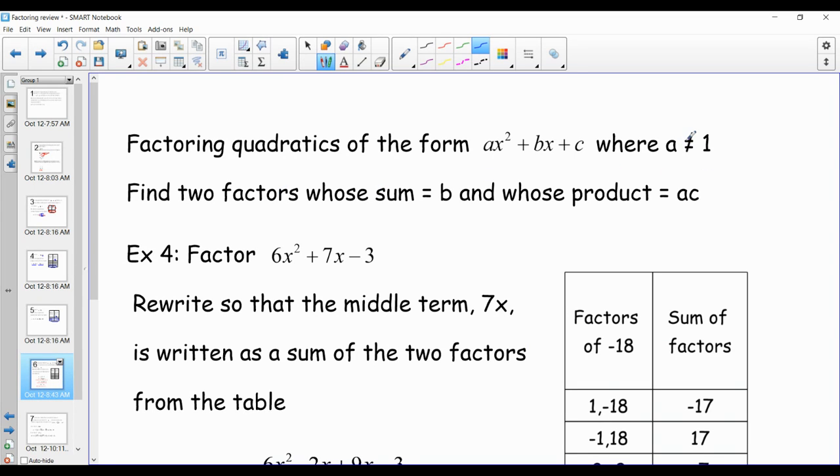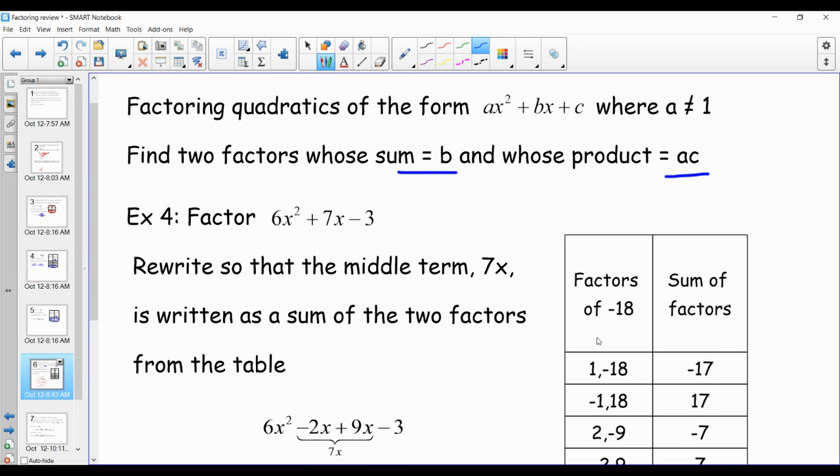Now, what happens when a is not equal to 1, when the leading coefficient is some other number? Well, we can do this. It's sort of called factoring by grouping, but it's really the same process that we just did, except now our product is going to be a times c. The sum is still that same number in the middle, but our product changes to a times c. 6 times -3 is -18. So I need the factors of -18, and I need the sum to still be 7.